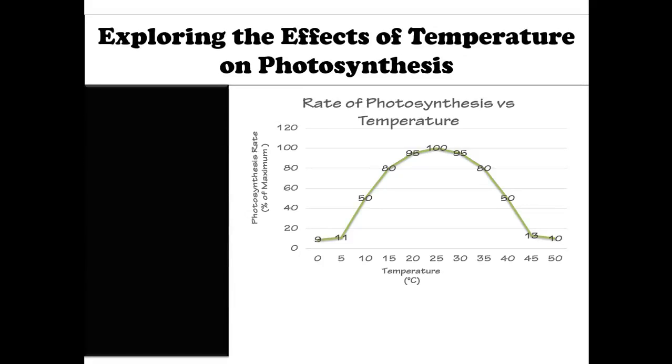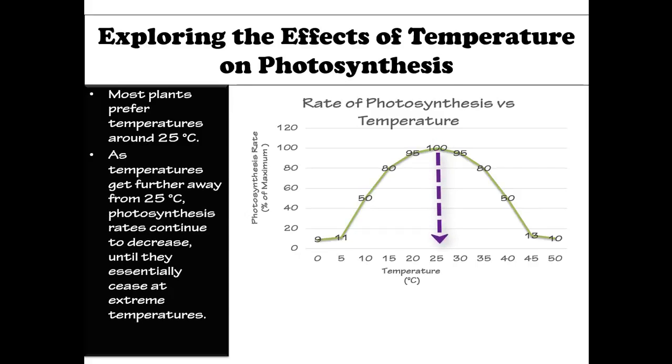When we explore the effects of temperature on photosynthesis, we find that most plants prefer temperatures of around 25 degrees Celsius. As temperatures get further away from 25 degrees Celsius, photosynthesis rates continue to decrease until they essentially cease at extreme temperatures.